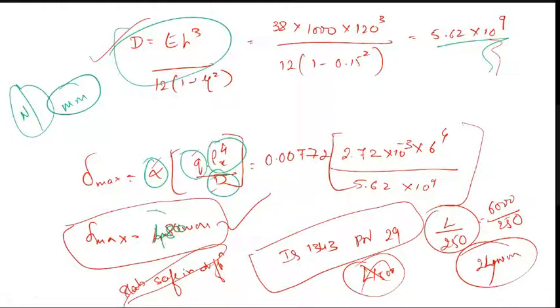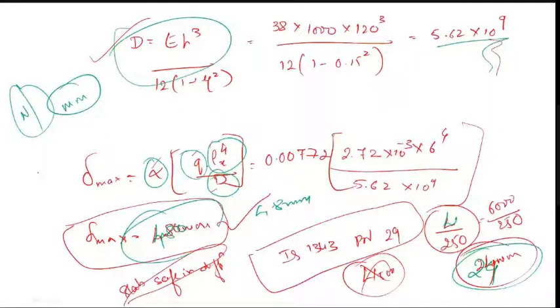Then in IS 1343 we have a clause that it should be under the ratio L upon 250. So I have got 24 mm, which is greater than 4.8 mm. So the slab is safe under deflection.